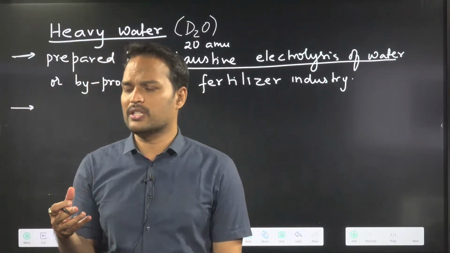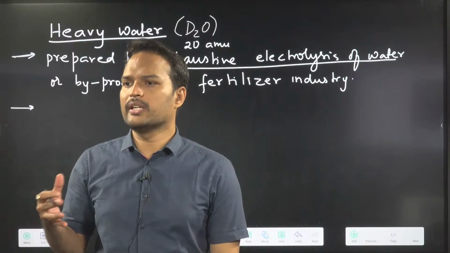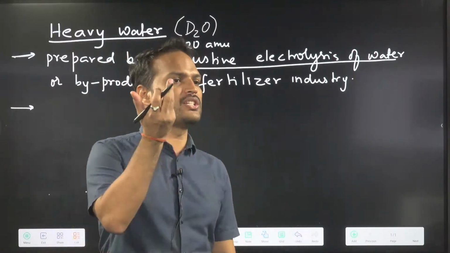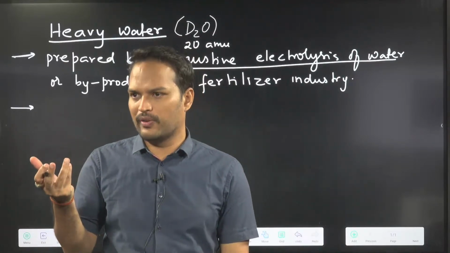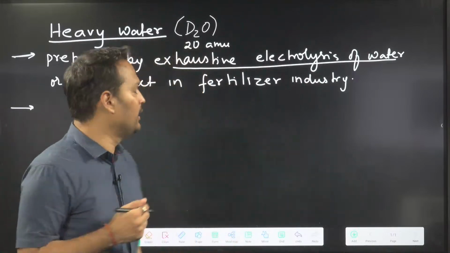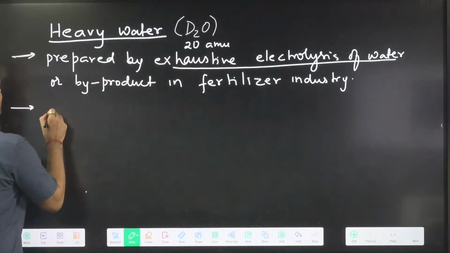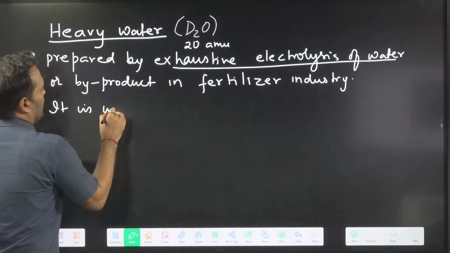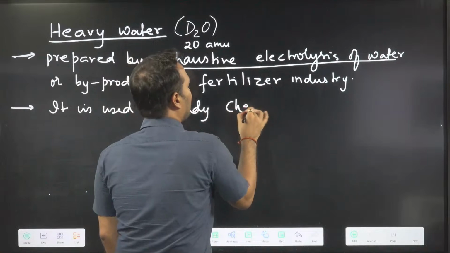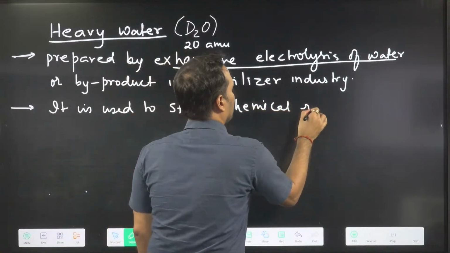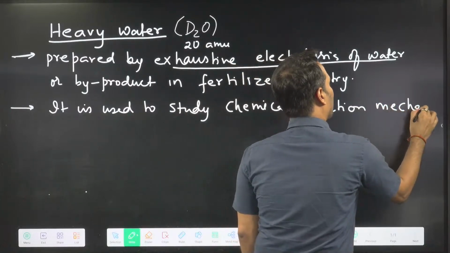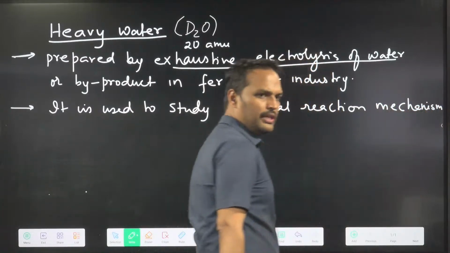So second point, this came in the paper also this year, and we use it in organic chemistry. Many places you have seen, instead of H2O they are using D2O. To know the mechanism, OH is coming from which part, OD is coming from which part, whether it is coming from the solvent or from the molecule. So it is used to study chemical reaction mechanism.